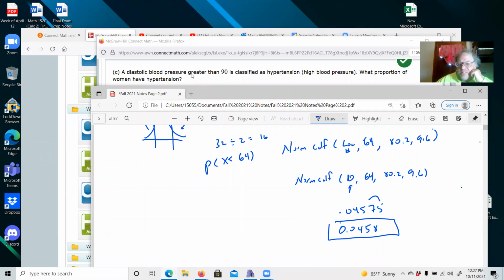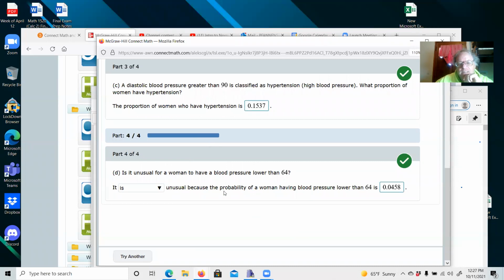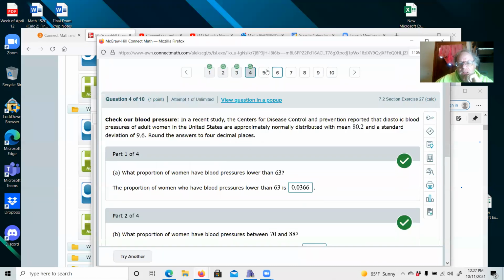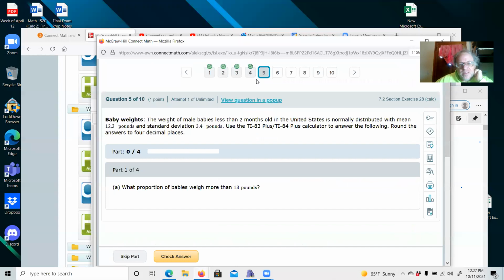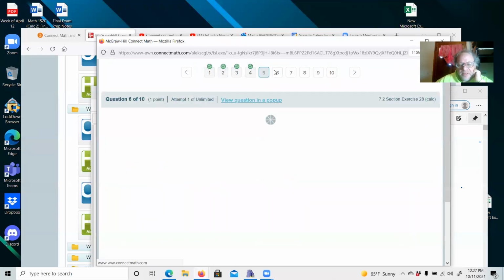That is less than 5%. It's not much less than 5%, but it is less than 5%. So it is unusual. So there we go. Again, there's a lot of these problems. Okay, let's see. I think we could skip some.